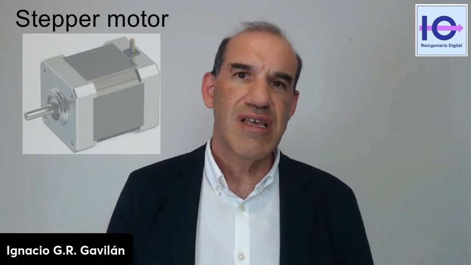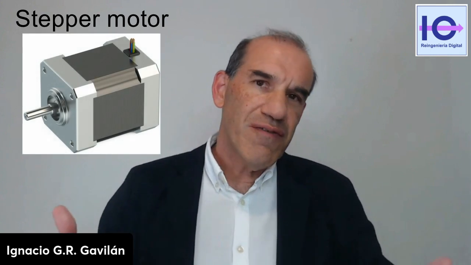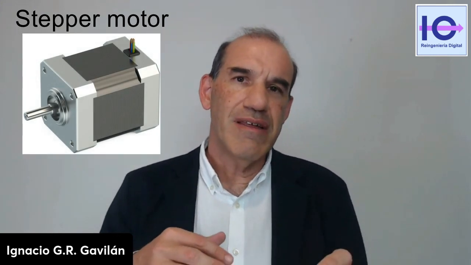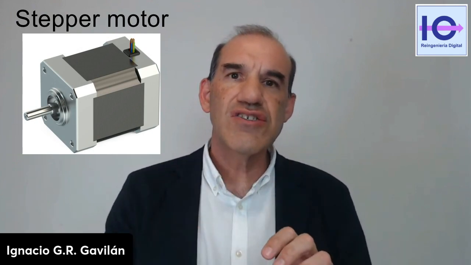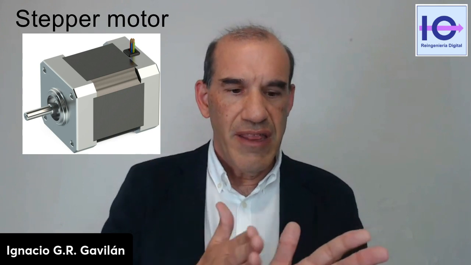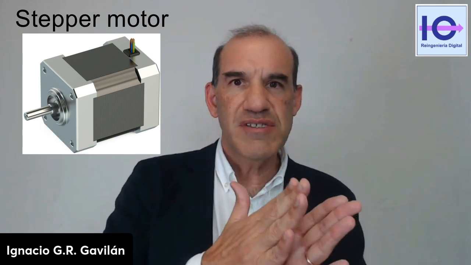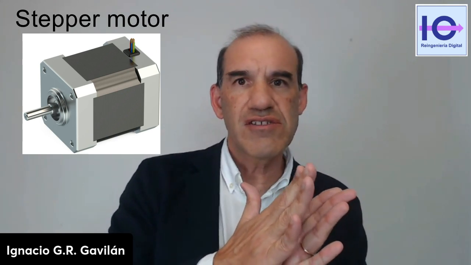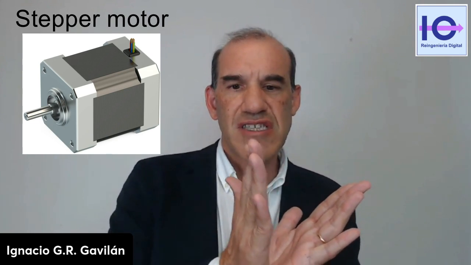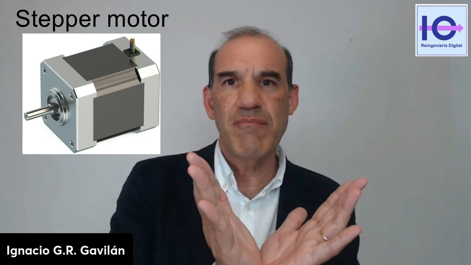But there is also a third type of electric motor, which is stepper motors. In the case of other types of motors, the speed or the movement is continuous. But in the case of stepper motors, they move in little steps, in little angles. They vary just in steps, as if they were jumping.